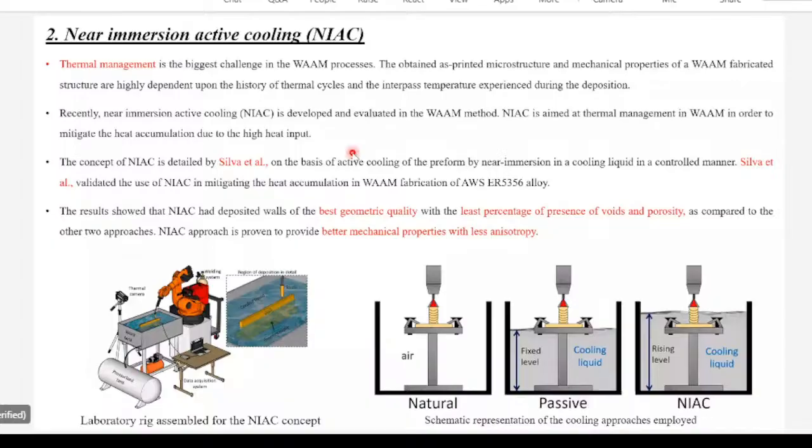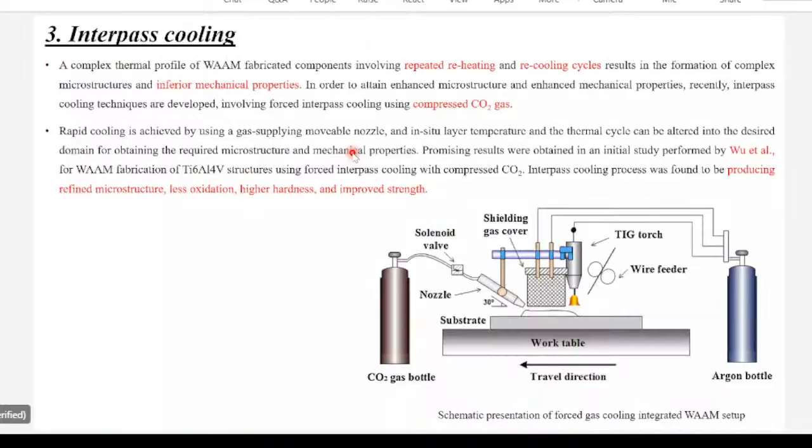So third is interpass cooling. Interpass cooling is a normal process, but we have a CO2 gas bottle within the setup, and in every layer, when the interpass temperature has been set, the CO2 gas bottle acts as a cooling solution. Every layer is cooled, and we can maintain the interpass temperature in between.